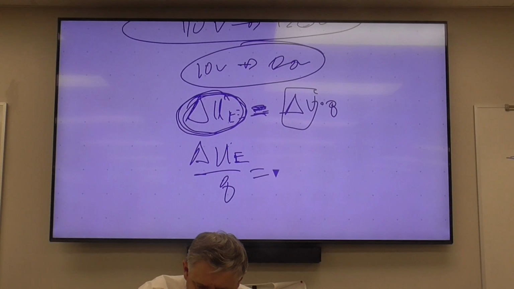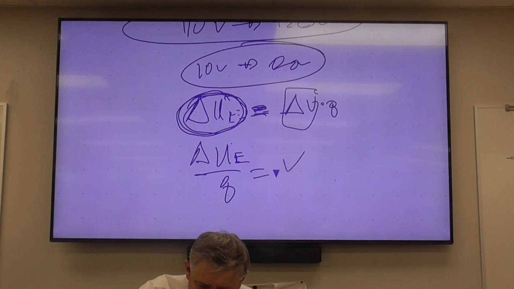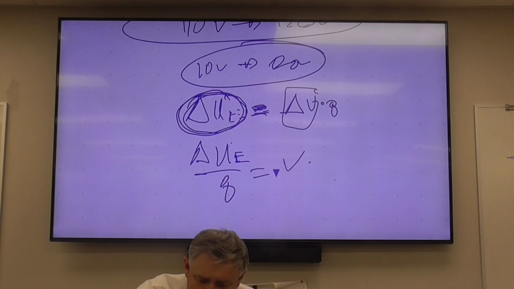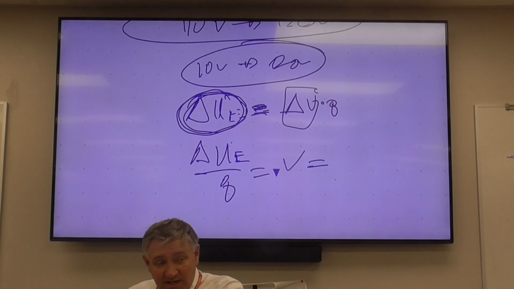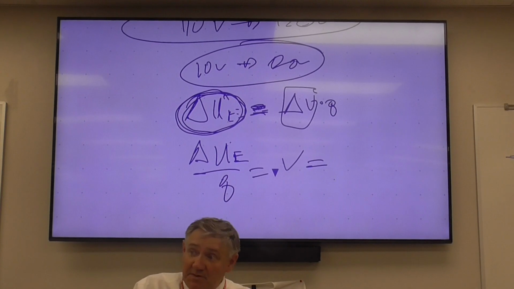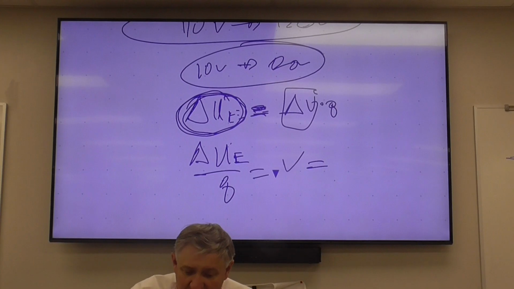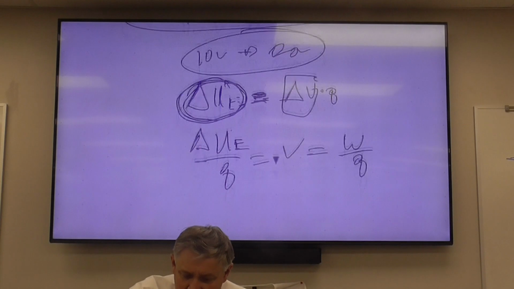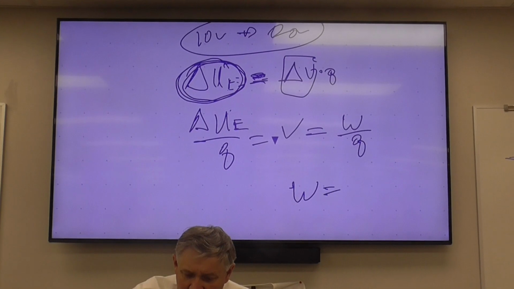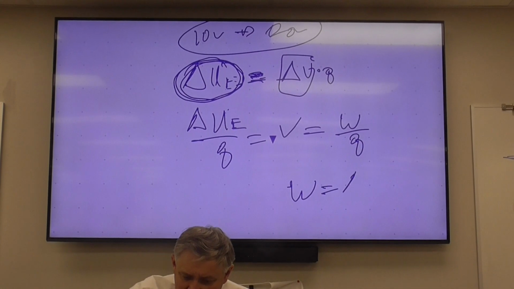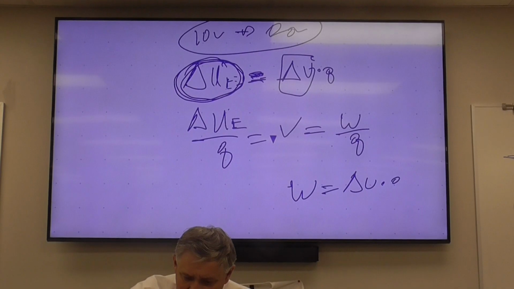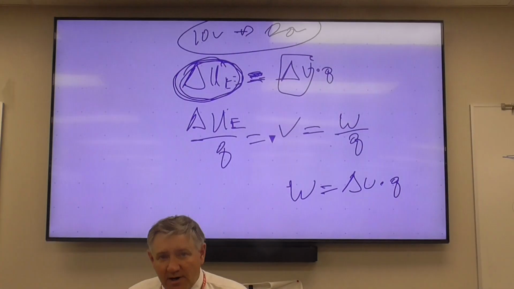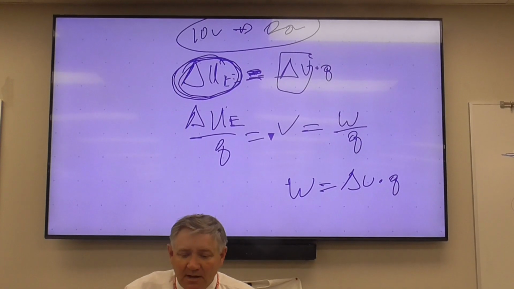Well, that got weird. Now an arrowhead appeared. So I can also write that because change in UI is also going to be the amount of work that's done. So I can also write this as work over Q, and then if you wanted to solve for work, you could write that as change in voltage times Q. And here's a broader idea, and it's the same thing.